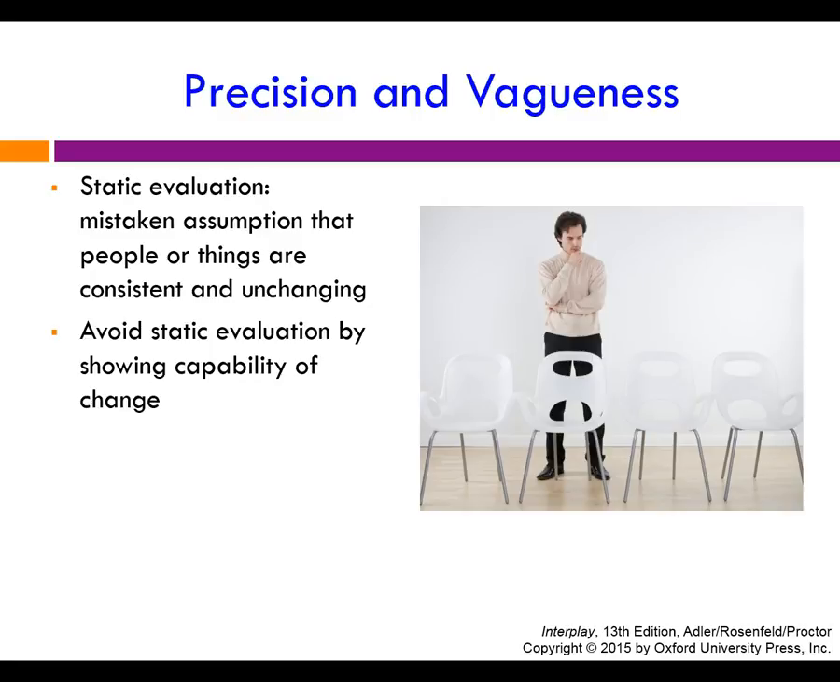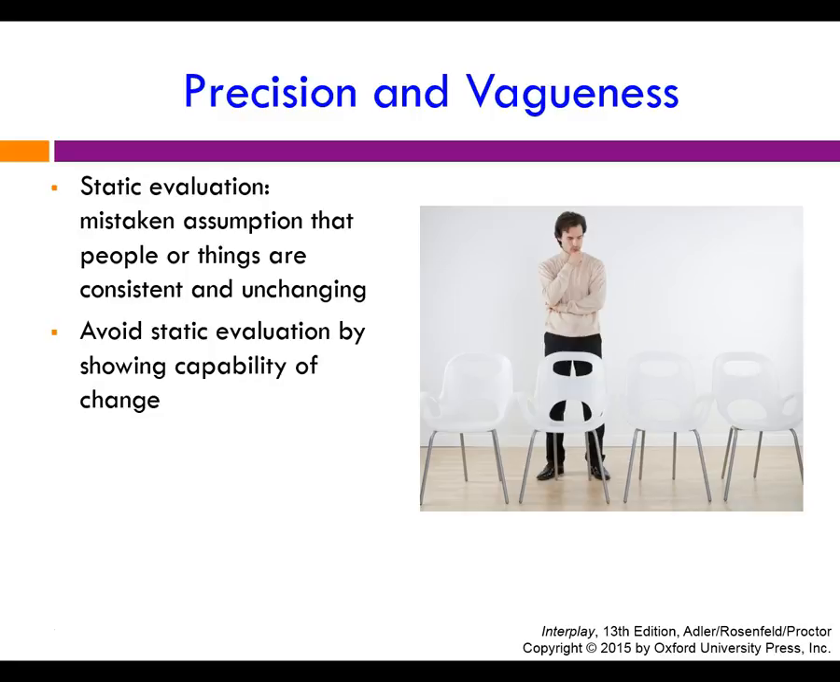Our final example of vague language is a concept called static evaluation. Static evaluation is when we use language that expresses things in a way that assumes an individual or a thing is consistent and cannot change. Here's an example, and maybe this has happened to you. A friend of yours meets you after class and says, "My teacher is such a jerk." Based on the way that it's stated, "My teacher is a jerk," it implies that this individual is this way, a jerk, at all times and across all situations.